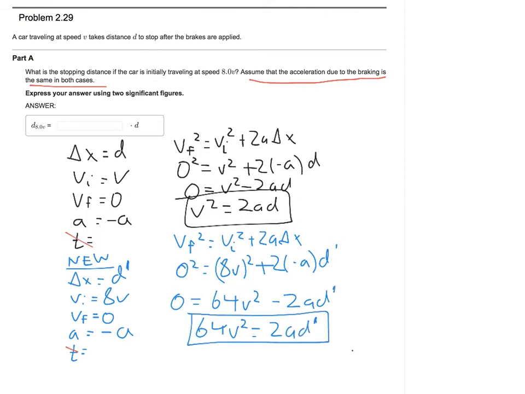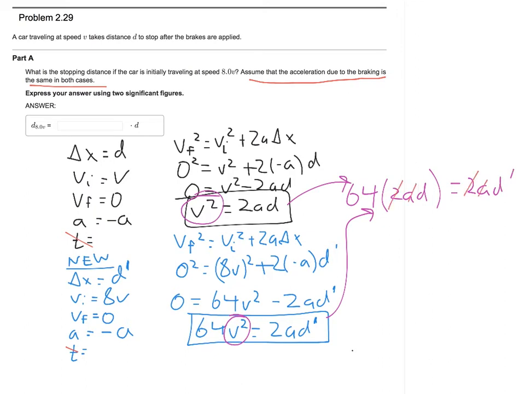So I'm going to go ahead and combine these equations, and what I see here is that there's a v squared there and a v squared there, so I can actually just substitute in. So we can say 64 times 2ad is going to be equal to 2ad prime. The 2 and the a will actually divide out here. So what we end up getting is 64d equals d prime. So our answer here would simply just be 64, because it asks for it in terms of d.